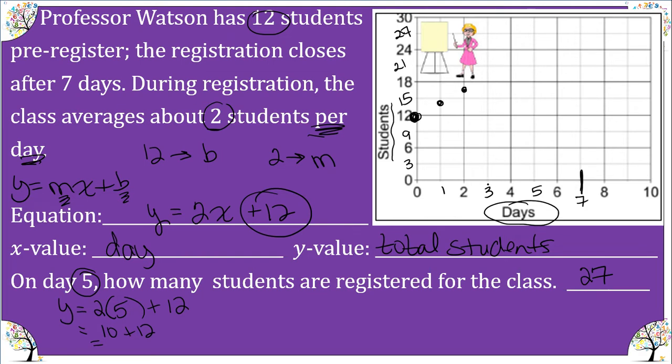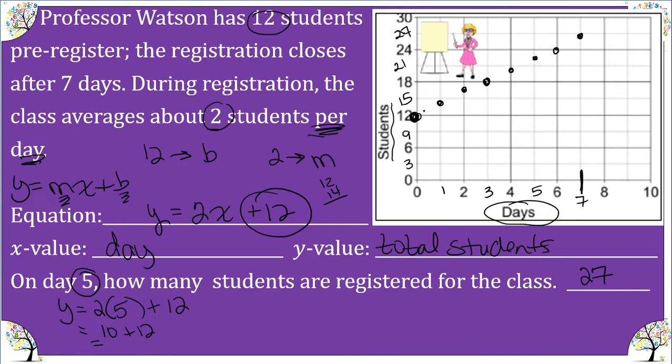On day 3, we have 3 times 2 is 6, plus 12 is 18. On day 4, 2 times 4 is 8, plus 12 is 20. On day 5, 5 times 2, again, you're just plugging in here, 5 times 2 is 10, plus 12 is 22. Day 6, 2 times 6 is 12, plus 12 is 24. And on the last day, 2 times 7 is 14 plus 12, so that's 26.